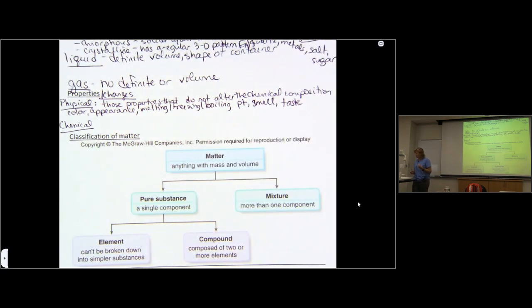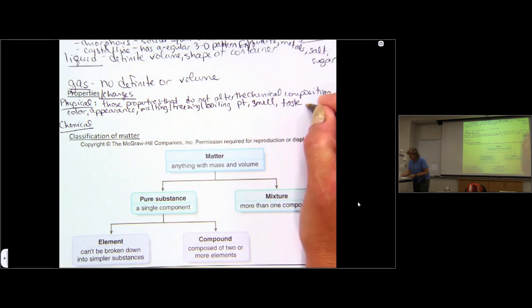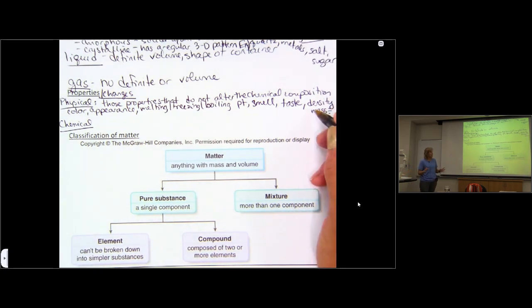Now, another one that we think of that we don't realize, some of you will know this one, but some of you probably never even thought of it, density. Density is a physical property. What is density? Density is mass divided by volume, and we're going to get to that next day. But density is mass divided by volume. Now, let's talk about that.